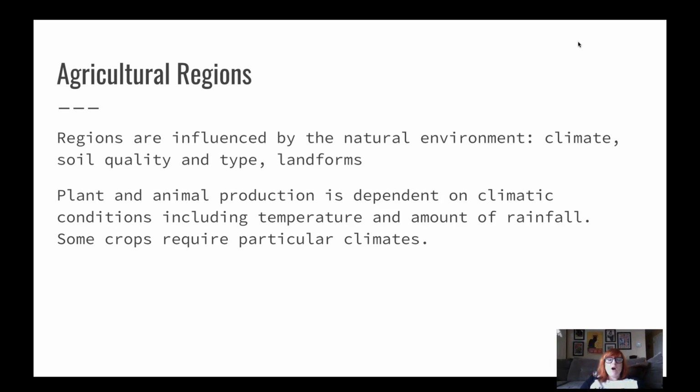So, okay, agricultural regions are influenced by the natural environment, the climate, their soil quality and type, and what type of landforms can either be utilized, or sometimes landforms can be a problem. Plant and animal production is dependent on climatic conditions, especially temperature. Amount of rainfall is also really important. We talked about it a little bit last video, but certain crops require a certain climate or a certain amount of rainfall, where other crops maybe don't require a lot of rain. So all of that makes different agricultural regions.